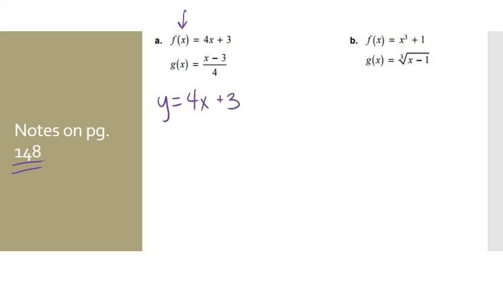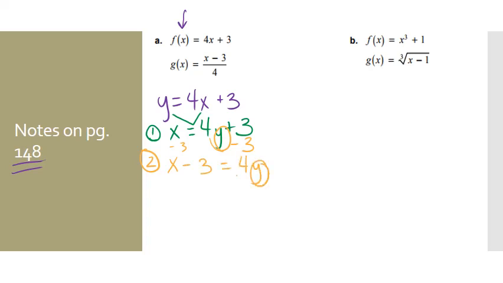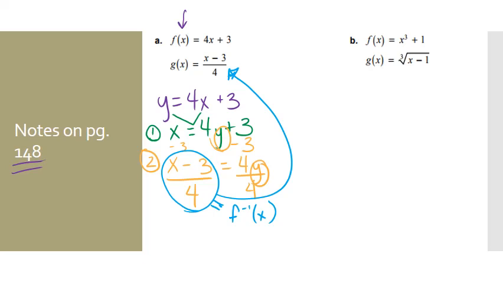So the first step, like I said, was to switch the x and the y. So basically you just replace them. So this will be x equals 4y plus 3. And then the second step is to solve for y. So I'm going to have to subtract 3 to the other side. So this will be x minus 3 equals 4y. Then I'm going to divide by 4. And so if you'll see now, this function, which is the inverse function, is the one that they said is the inverse.